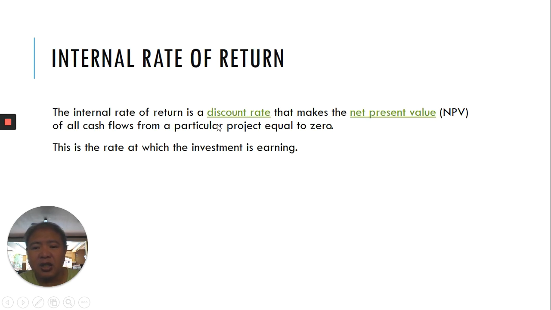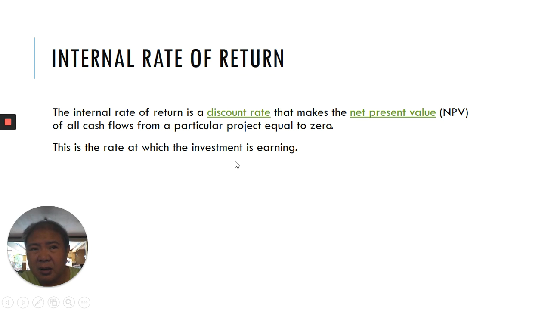The third one is the internal rate of return, or IRR. This is the discount rate that makes the net present value equal to zero. Remember, the future cash flows we discount, and then we compare that with the cost of investment. So the internal rate of return is the discount rate that, if you use it, makes the net present value zero. It means that this is the actual rate of return that the project is really earning.